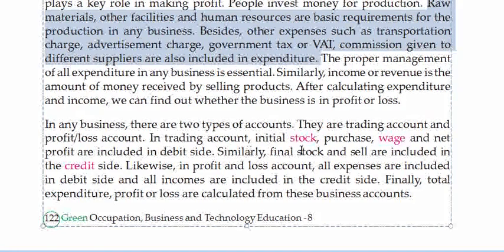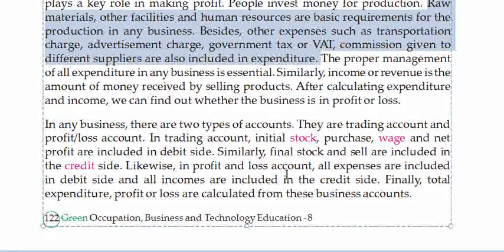In the trading account, initial stock means initial investment and how much you have purchased, whatever raw materials you have purchased, the salary you have given. And the net profit, that means the net profit that you have gained, will be included in the debit side. Do you know the meaning of debit and credit or not? So it will be included in the debit side. Then final stock and the sale are included in the credit side.